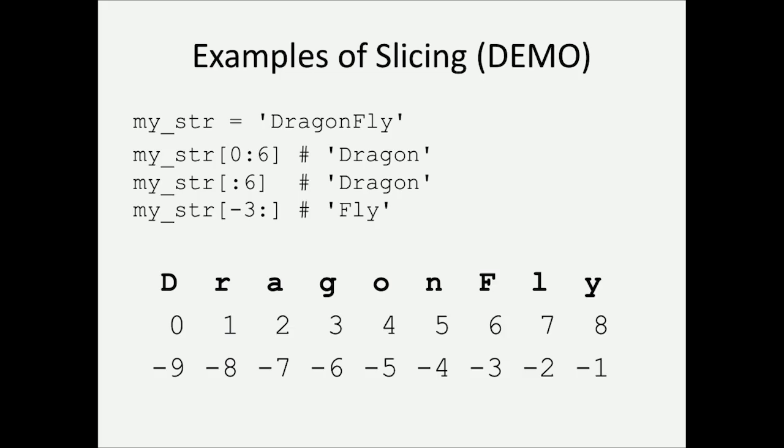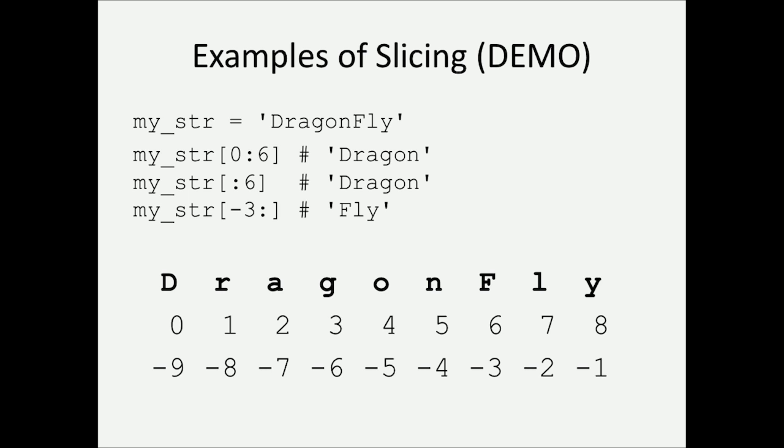Now, what I promised, examples of slicing, because I don't think you can really understand it until you see at least a couple examples. So I start with a string called my star, which contains Dragonfly. Let's look at an example. If I say 0:6, what am I saying? I'm saying start with position 0, and I get all of the string up to but not including position 6. So remember, I'm going to include position 0, but not position 6. I'm going to get everything up to that.